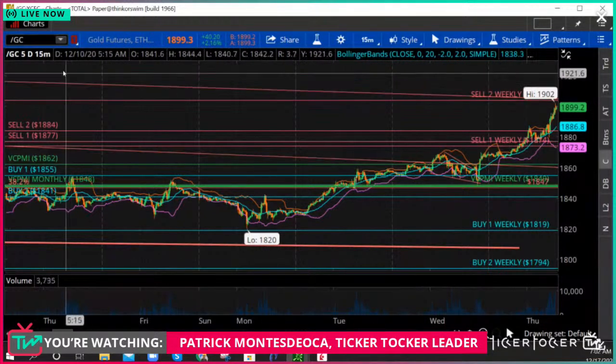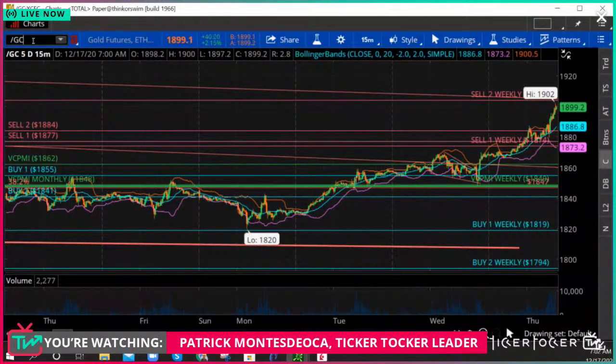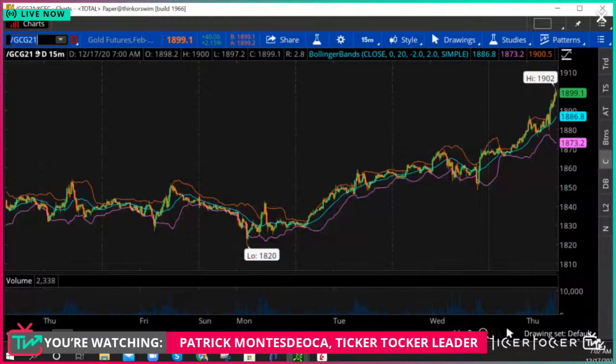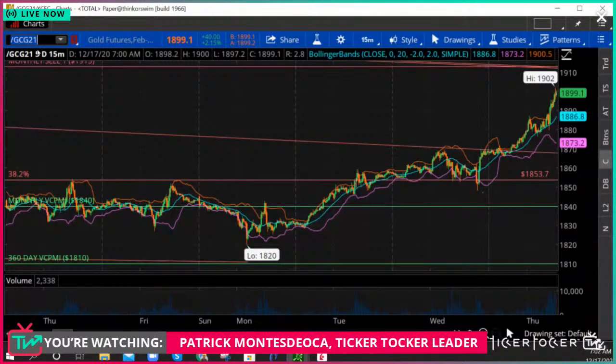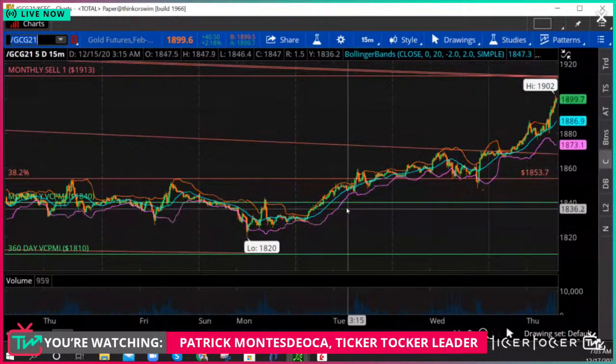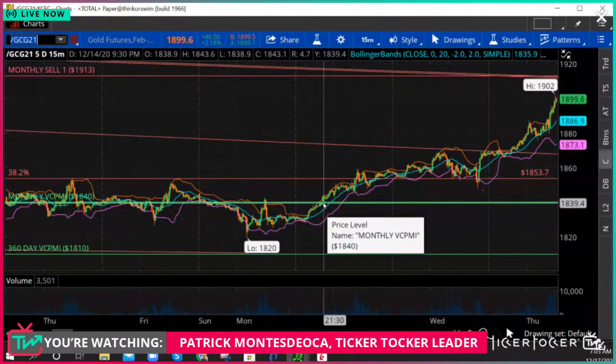So let's see what the market is telling us here on the bigger picture. The monthly sell one level is 1913. So this is basically the signal that we're targeting. The target, you might say, that we're looking at for the completion of the monthly pattern that begun when the market closed about 1840.